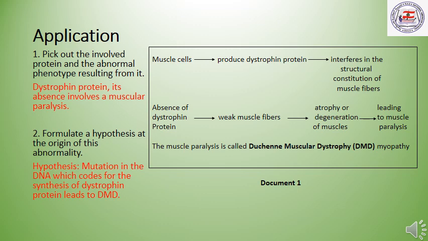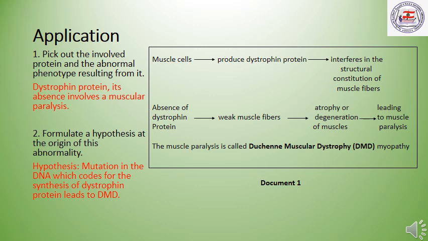Muscle cells produce dystrophin protein, which interferes in the structural constitution of muscle fibers. However, in the absence of dystrophin proteins, weak muscle fibers are produced, which leads to atrophy or degeneration of muscles, leading to muscle paralysis. The muscle paralysis is called Duchenne muscular dystrophy, DMD myopathy.